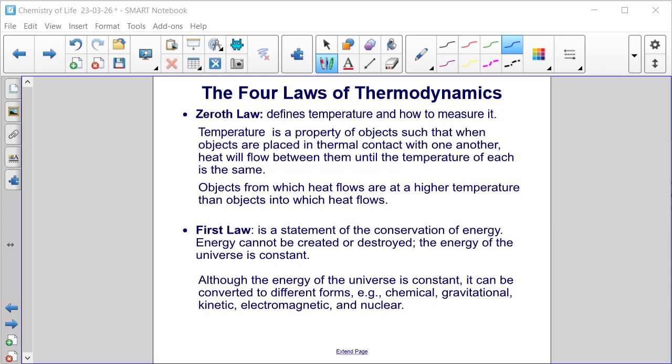First law is a statement of the conservation of energy. Energy cannot be created or destroyed. The energy of the universe is constant. Although the energy of the universe is constant, it can be converted to different forms: chemical, gravitational, kinetic, electromagnetic, and nuclear.